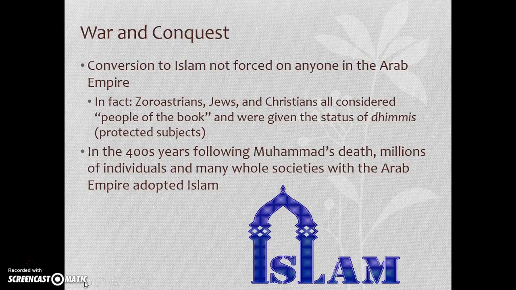If conversion was not encouraged, the empire respected Jews, Christians, and Zoroastrians as fellow people of the book. These groups were granted a special status of dhimmi and were required to pay a tax, which was called the jizya, in lieu of military service, although many dhimmi did serve in the military. This tolerance allowed these faiths to continue to be practiced.